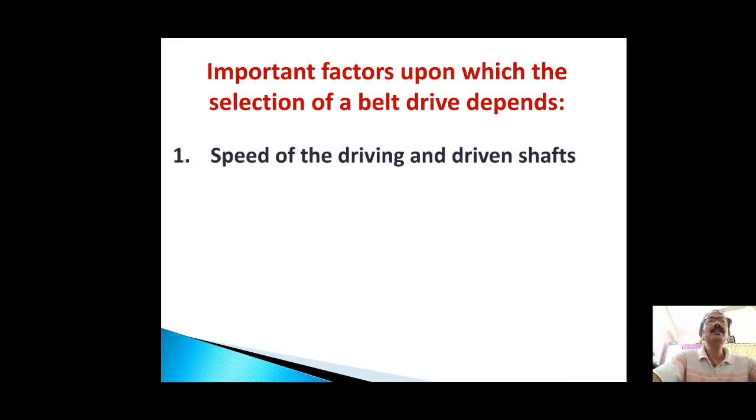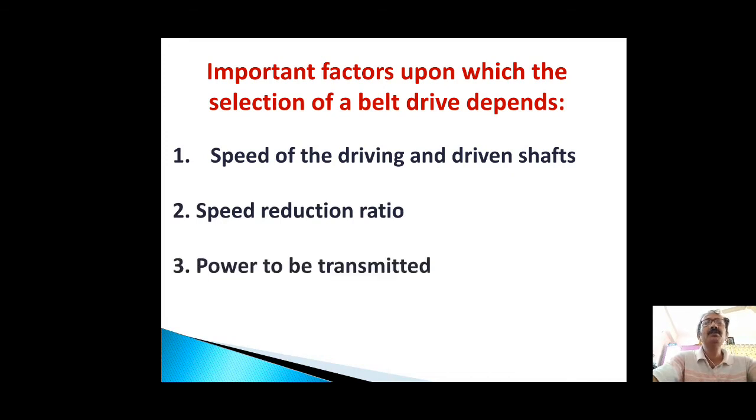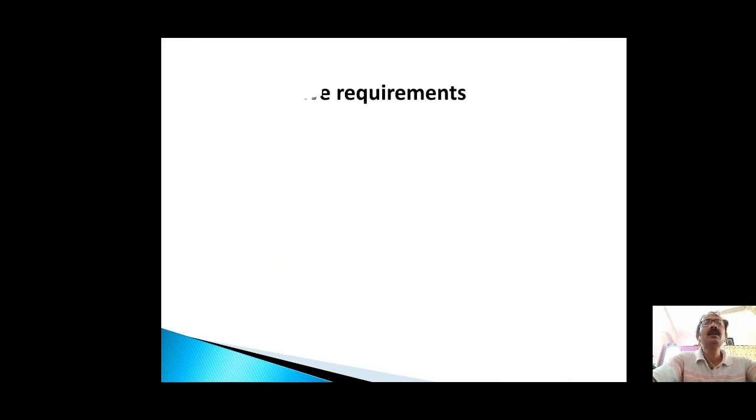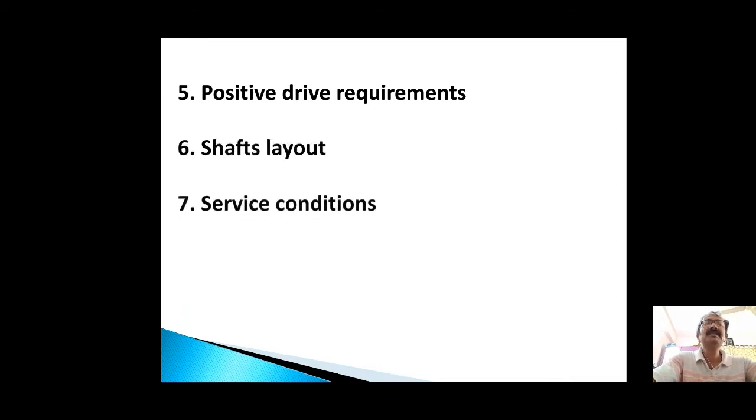The important factors upon which the selection of a belt drive depends: number 1, speed of the driving and driven shaft; number 2, the speed reduction ratio; number 3, power to be transmitted; number 4, the center distance between the shafts; number 5, the positive drive requirements; number 6, the shaft layout; number 7, the service condition; number 8, available space.